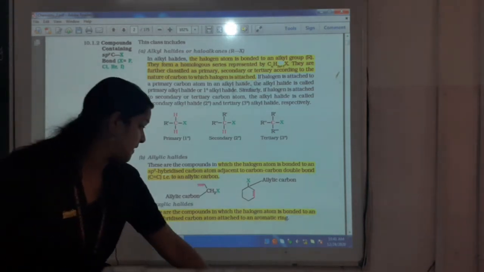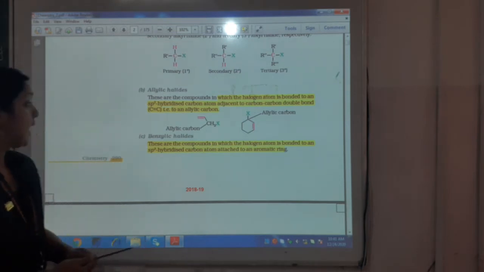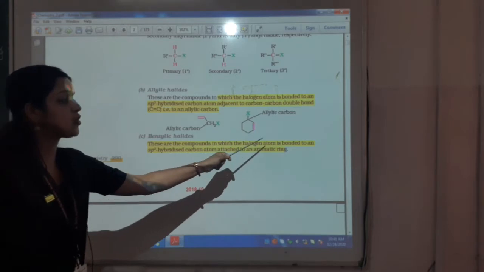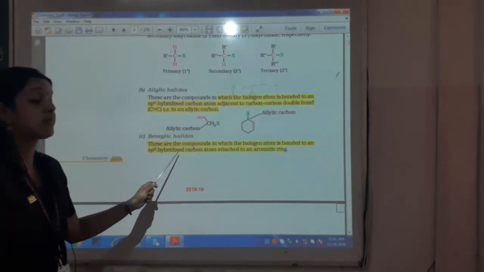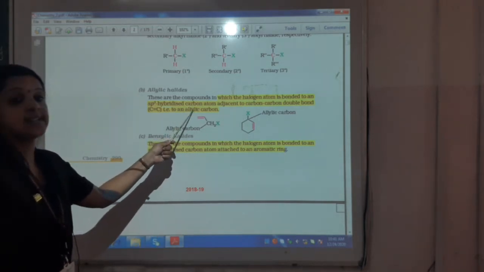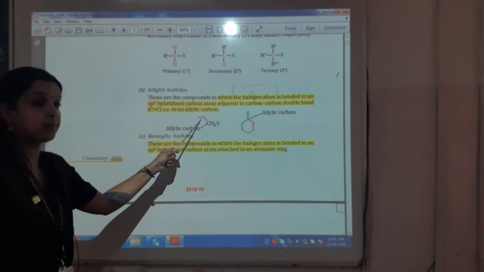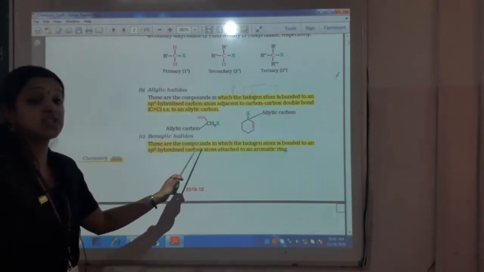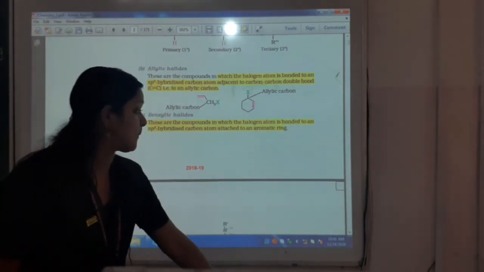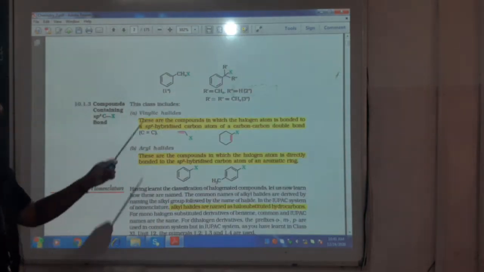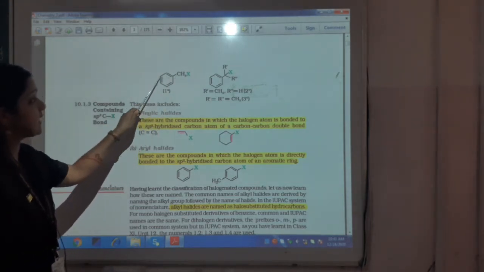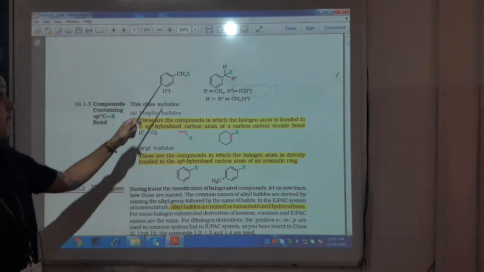Next we will see what benzylic halides are. Benzylic halides are the compounds in which the halogen atom is bonded to an sp3 hybridized carbon attached to an aromatic ring. Here we saw it attached to the allylic carbon, that is, having a double bond. But here the carbon which is holding the halogen will be attached to the aromatic ring. So what is the aromatic ring here? This is my carbon which is holding my halogen. Now that is attached to the aromatic ring.